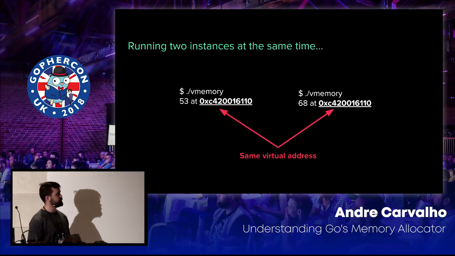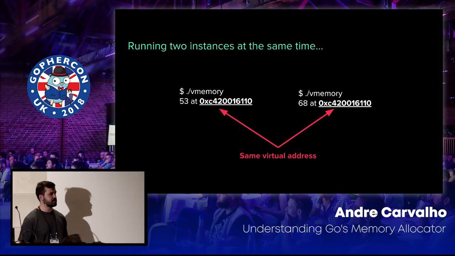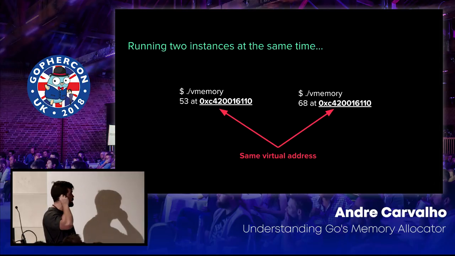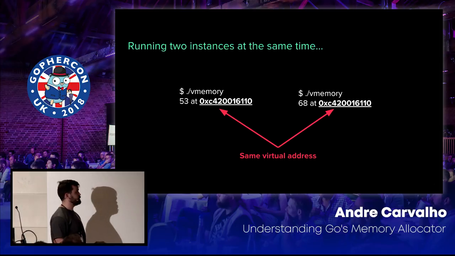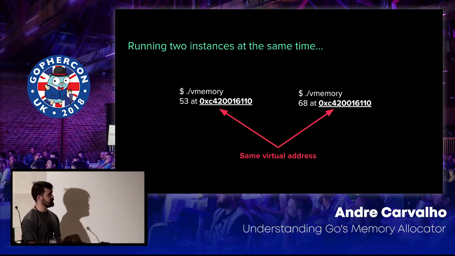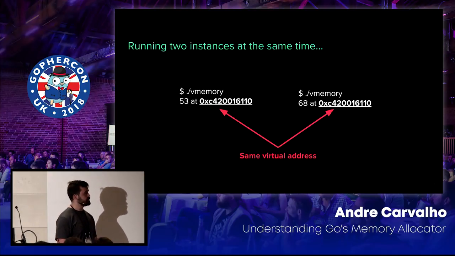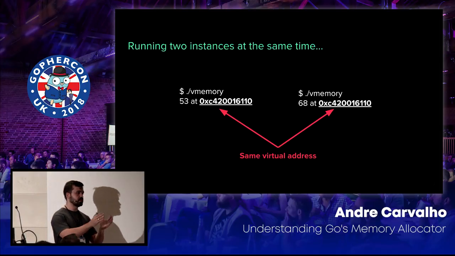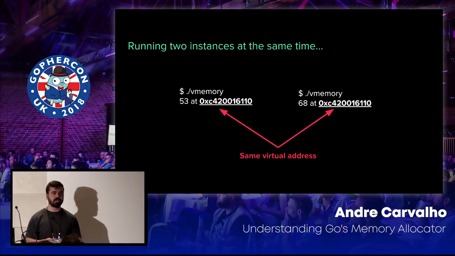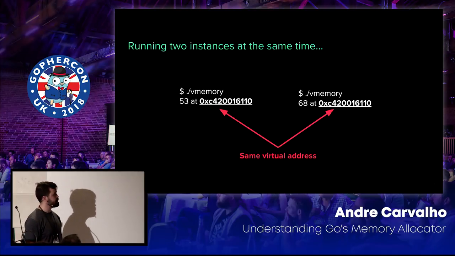If we run two instances of that program at the same time, we may get an unexpected result, at least if you don't know virtual memory or how virtual memory works. Here we got two different values, 53 on the first one, and this address. And in the second instance, we got the value 68, and the same address is reported as the address of that variable. This feels weird, but this address is actually just inside that process virtual address space, so it's not actually the same physical memory space, so that's no big deal.